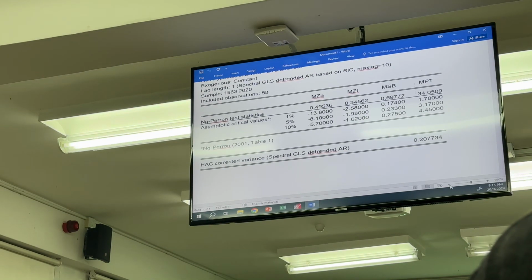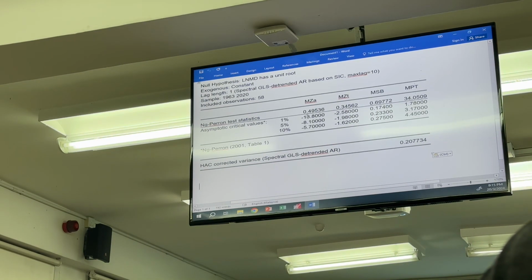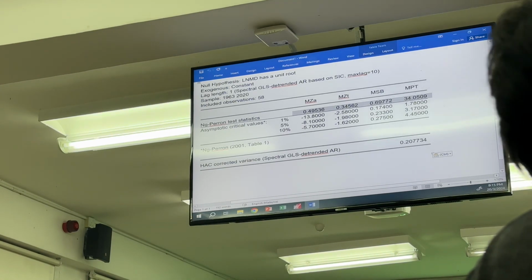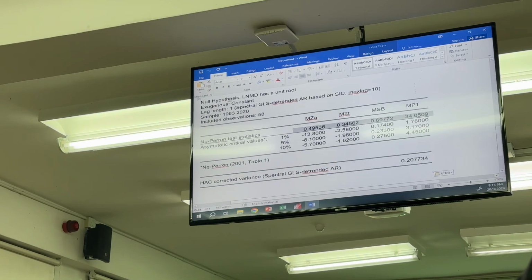So this is the result, and is this one stationary or not stationary? I leave this one to you, okay? Maybe some of you already know. The result shows that it's not stationary in the level, because it's not significant enough. It's not that negative, not smaller than the 10% critical value of 0.27, and this one is also not smaller than 4.45. So it's not stationary at level.